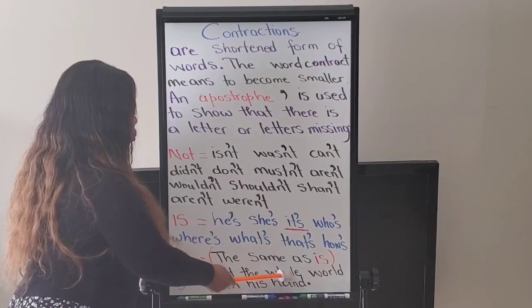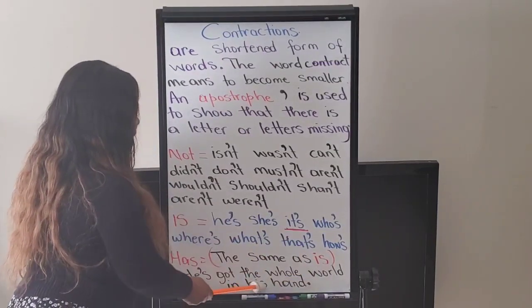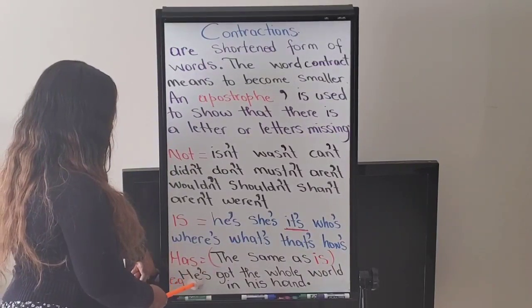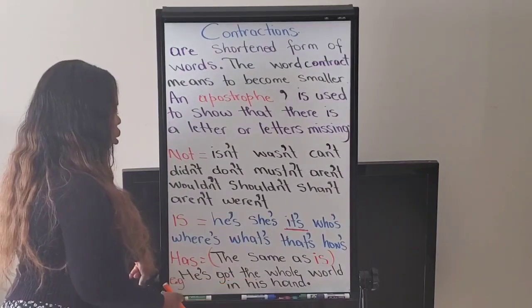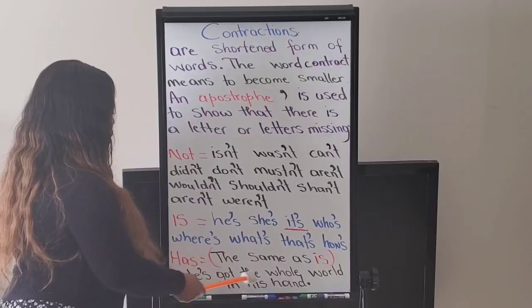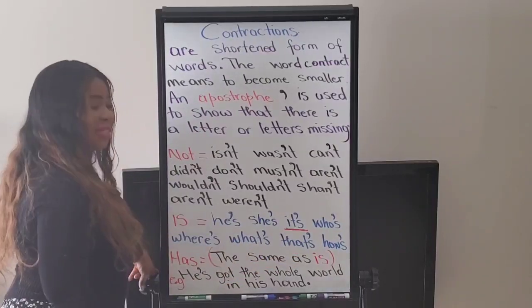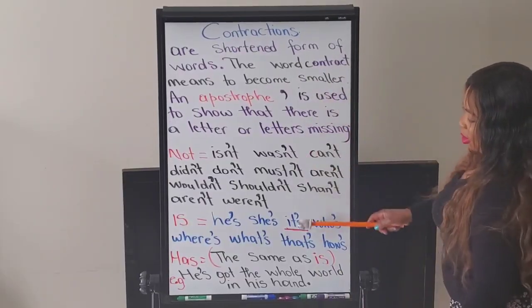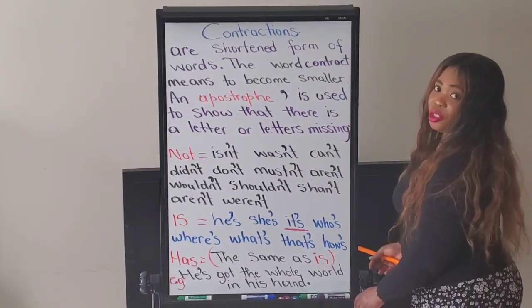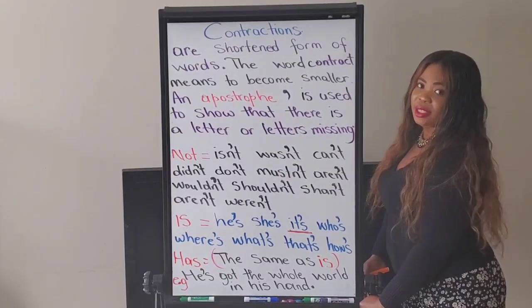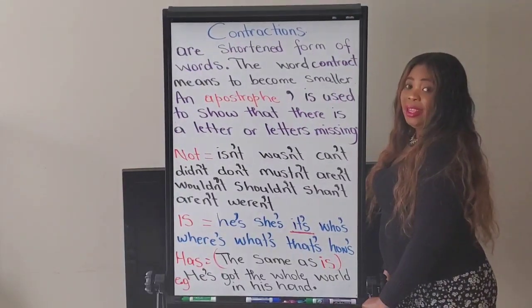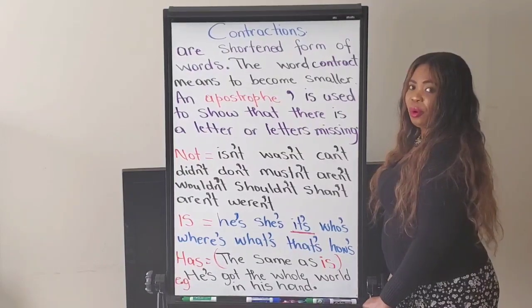He's got the whole world in his hand. Okay? So he has got the whole world in his hand. Or remember, it's the same as is. All right, guys? Now, please look at the ones that are underlined because you are going to use them in sentences for me. So you will be using the ones that are underlined in sentences of your own for me.